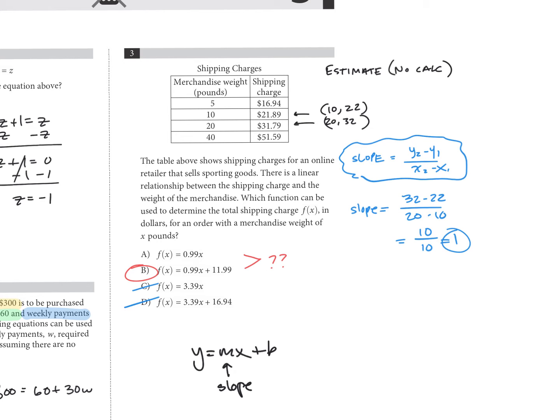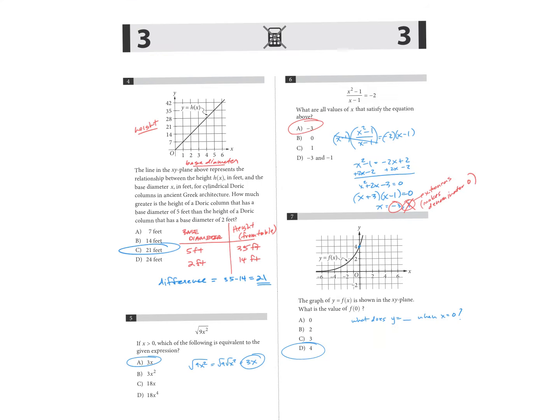So you're kind of torn at this point between A and B. Which one is it? This is where, if I look at any of the choices and plug in 5 for the pounds, it's not going to tell you the shipping charge. 5 times 99 cents is about $5. This shipping charge is about $16.95. So you have to have that additional amount, probably like a standard fee to ship anything, and then it's going to cost you a little bit more. So it's going to be B for that one.